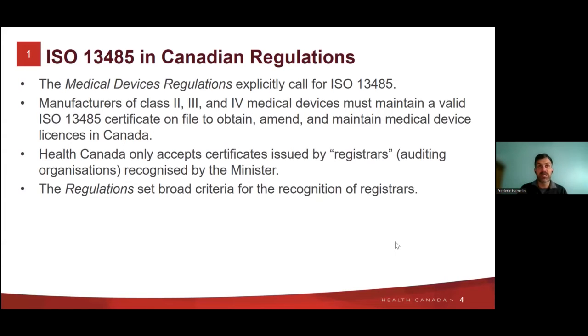How we then transform that into an operational program is done, I guess, I don't want to say outside the regulations, but through, for instance, guidance and policy documents.